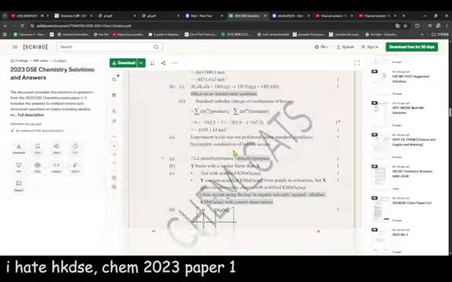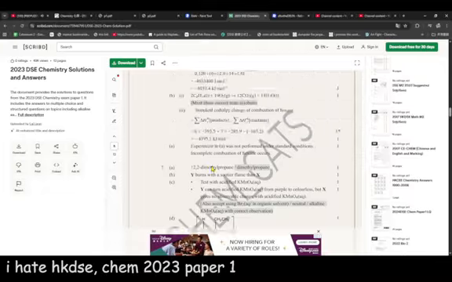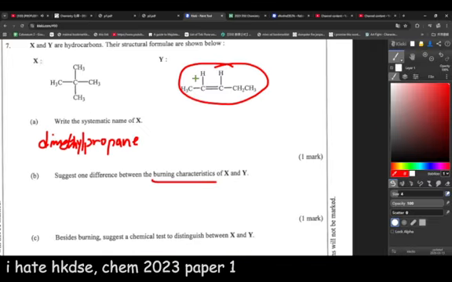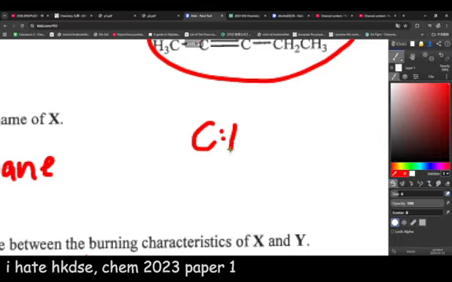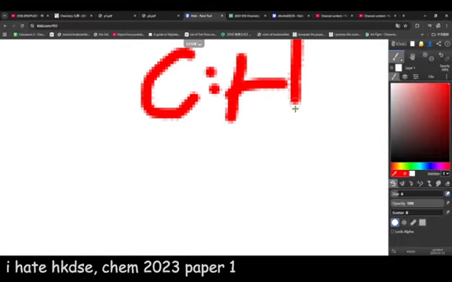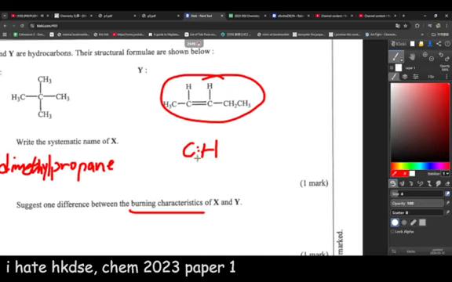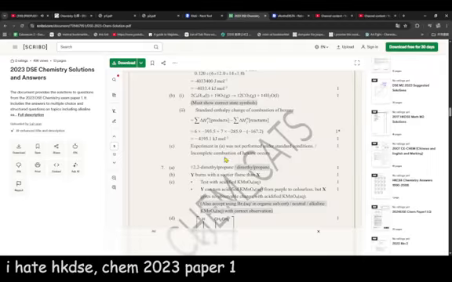Let's see if that's right. Yeah, Y burns with a sootier flame than X because of the C to H ratio. Because remember, the thing that causes the black soot is C. Carbon makes the soot. If there's less C in ratio with H, that means it's less sooty. Also, let's see if that was right. Dimethylpropane, that was right. Okay, cool.